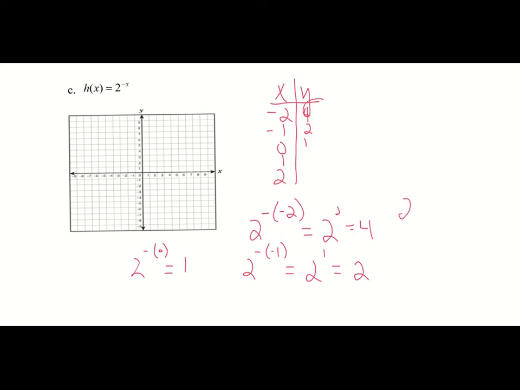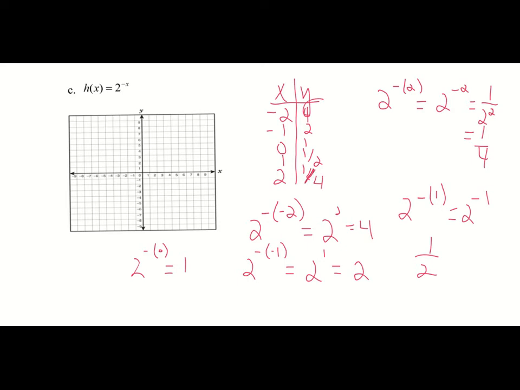Now I have 2 to the opposite of 1, which is going to give me 2 to the -1st power, or 1/2, because you flip it. And then finally we have 2 to the opposite of 2, which is 2 to the -2nd power, which is 1/2 to the 2nd, or equal to 1/4.